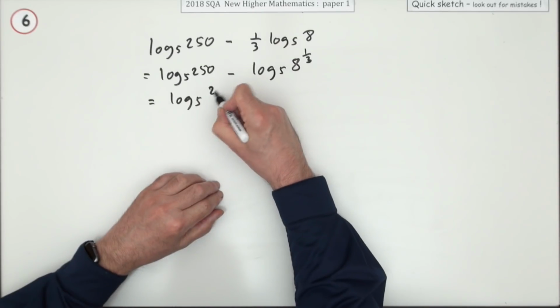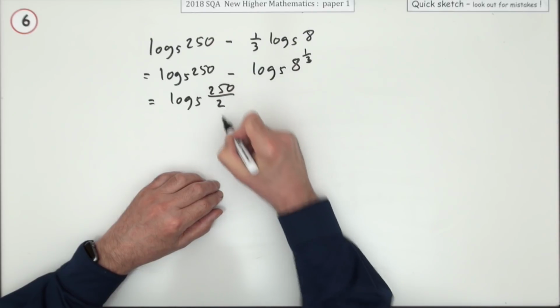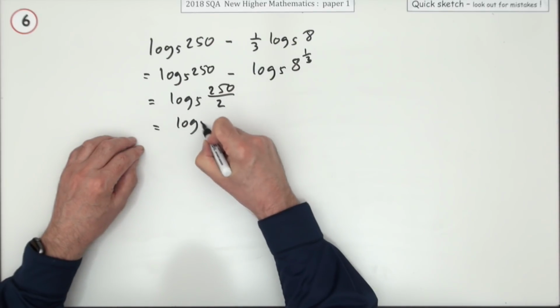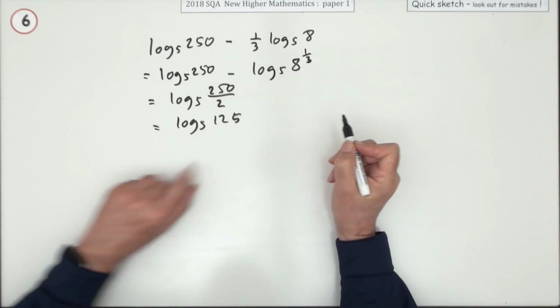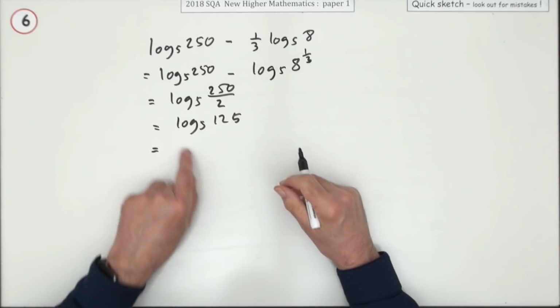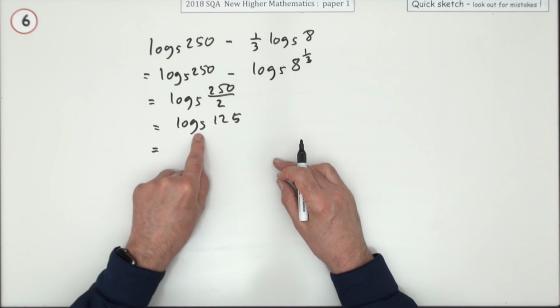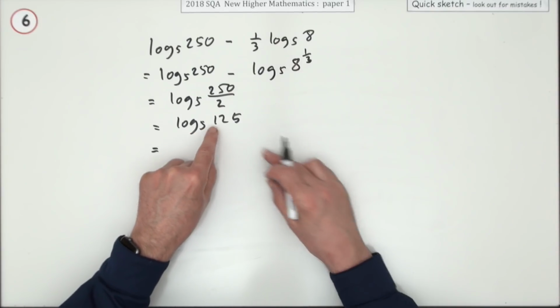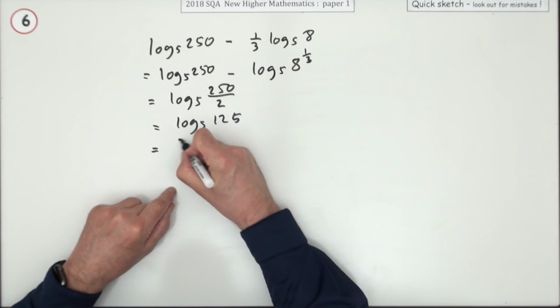Subtracting logs, that's the quotient. 250 divided by 2. So that's log base 5 of 125. I guess that's the next mark. Now without any further ado, that just says, what power of 5 is this? And that's power 3.